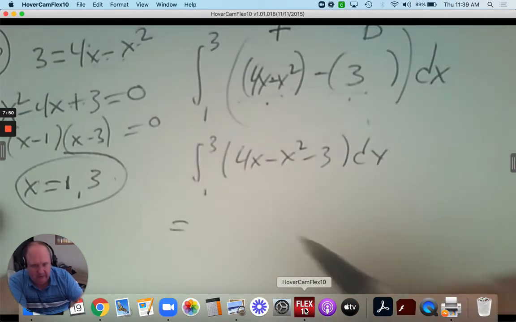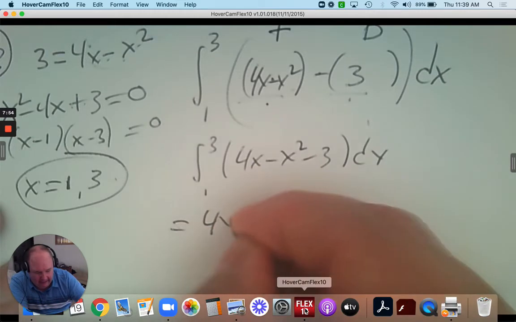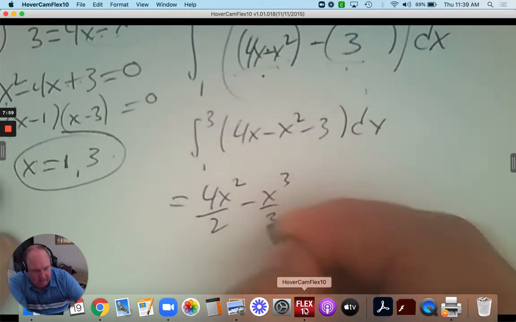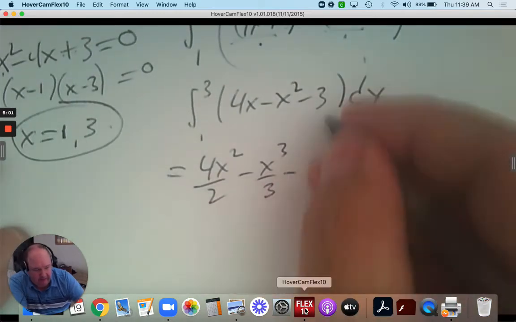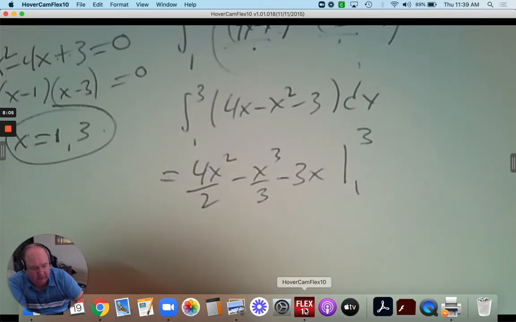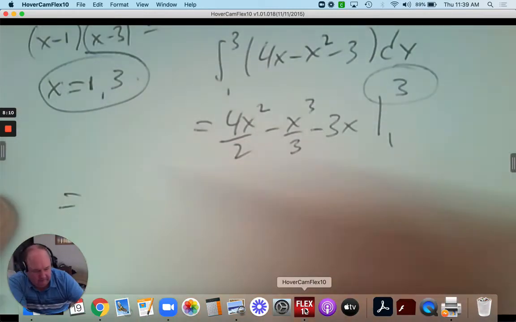Now how do you integrate again? These are simple power rules. What does that mean? You add 1 to the exponent and divide. You add 1 to the exponent and divide. And -3 would just be -3x. And I'm integrating from 1 to 3. We're not going to simplify it at the end. All I'm going to do is plug in 3.